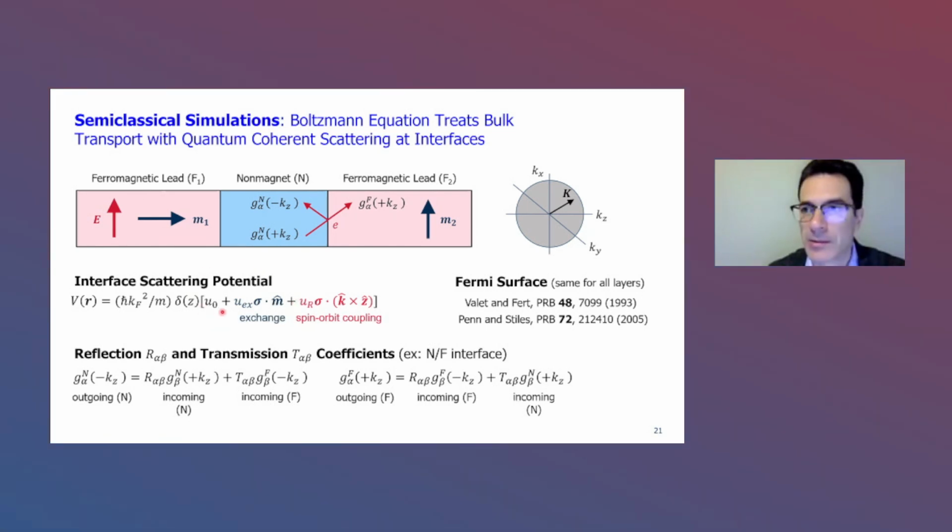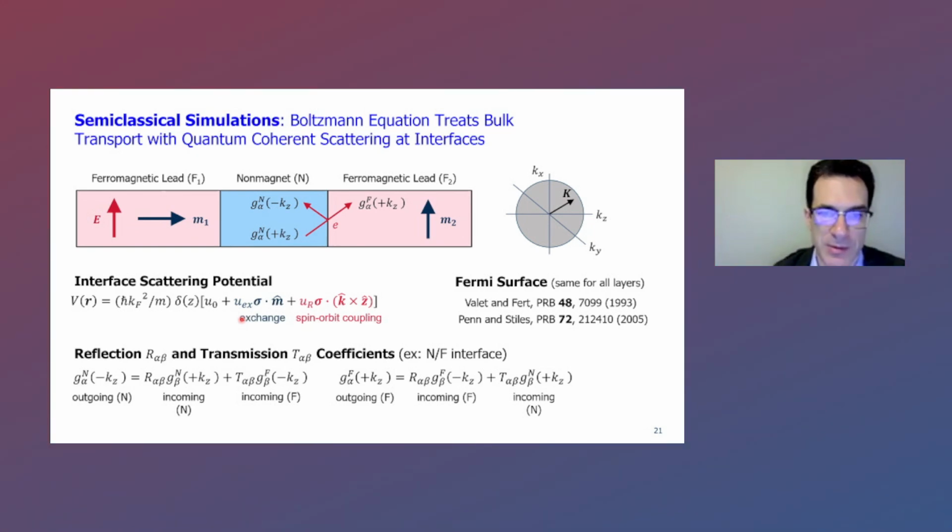But we did calculations from first principles for different systems, and the effect is generically strong. So permalloy, copper, permalloy, cobalt, copper, cobalt. We also tried cobalt, platinum. For cobalt, platinum, the effect is much smaller just because of the spin relaxation in platinum.